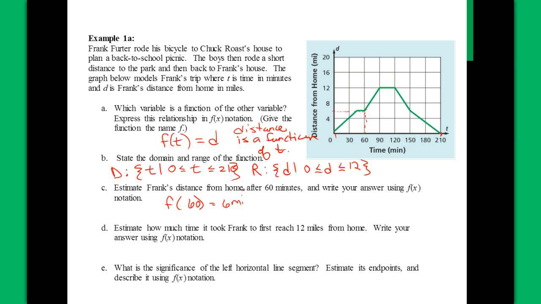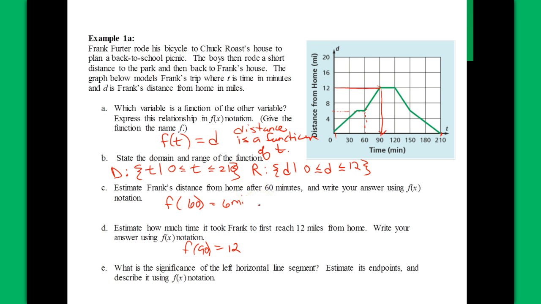Okay. Estimate how much time it took Frank to reach the first 12 miles from home. Well, here's 12 miles, so now I'm going to work my way backwards. I'm going to go this way this time till the graph meets it, and then go back down. So how much time do you think? 90. So f of 90 equals 12.